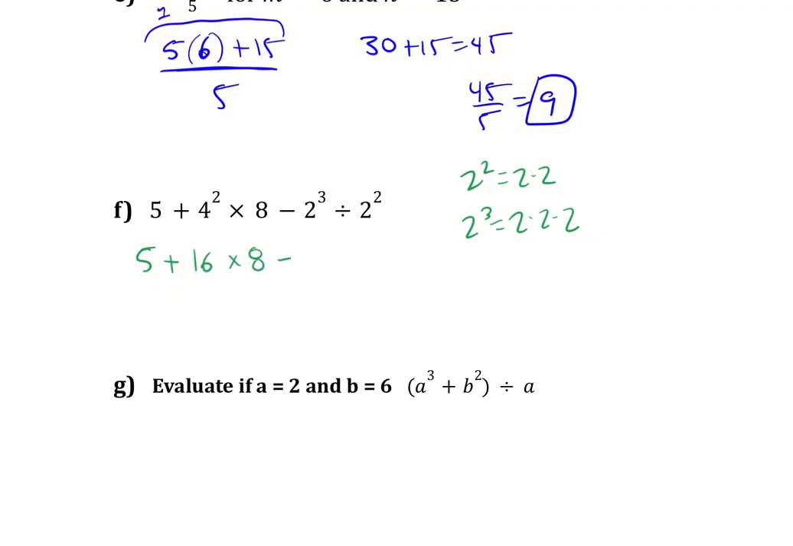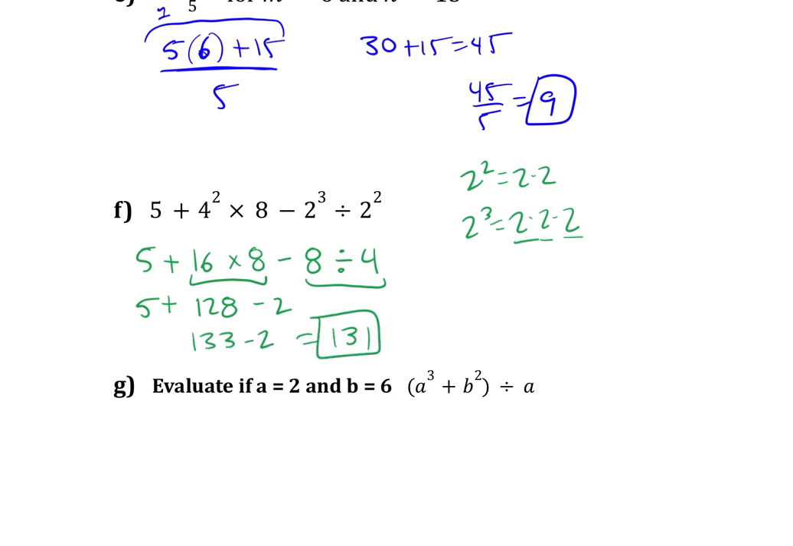Keeping the same sign, 2 to the third power is 2 times 2 times 2, so that's going to be 8. Divided by 2 squared, which is going to be 4. So now exponents are all gone. Now I do multiplication left to right. I leave that 5 plus alone. 16 times 8 is going to be 128, minus 8 divided by 4, which is going to be 2. So I'm going to do 5 plus 128, so it's 133 minus 2 for a final answer of 131.